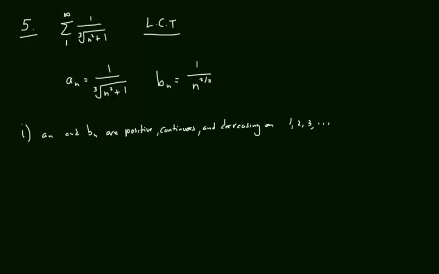Step 1. Identical to the direct comparison test. Step 2 is also identical to the direct comparison test. What does the sum from 1 to infinity of 1 over n to the 2/3 do? Does it converge or diverge? Hopefully you can see that it diverges as a p series, with p equals 2/3, which is less than 1.